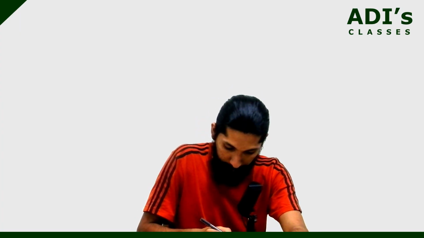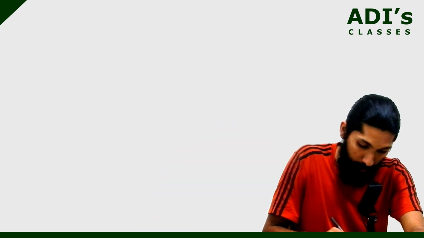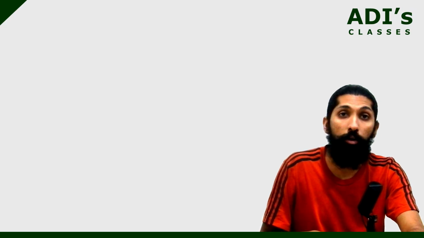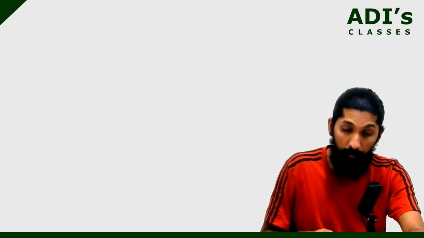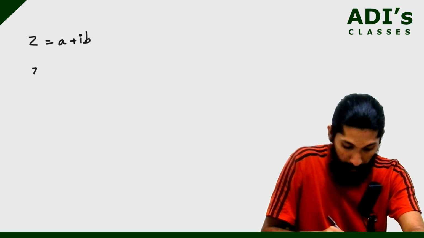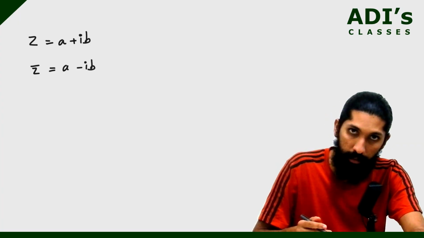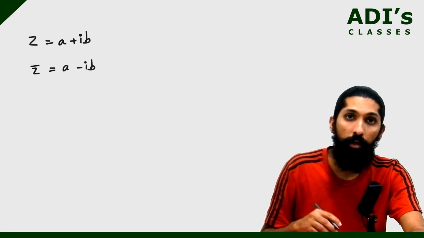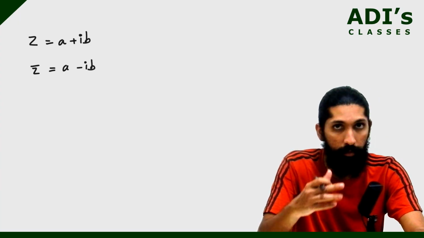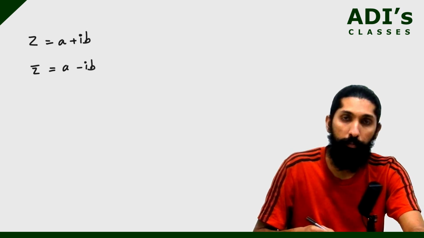Suppose you have z is equal to a plus ib. You know that this is the general form of a complex number. Whenever we talk about the conjugate of a complex number, you have z bar is equal to a minus ib. This we had also discussed. Now, what are the properties we have for the conjugate of a complex number? That's what we are trying to look at. Fair enough? The first property is a very simple property.